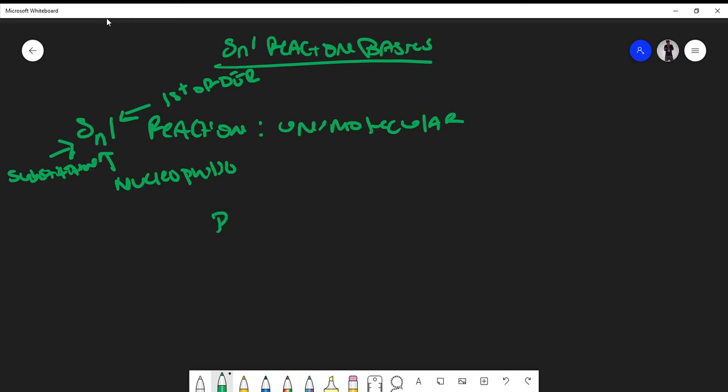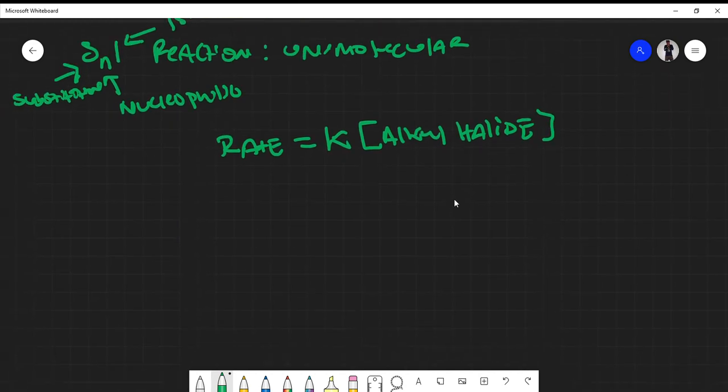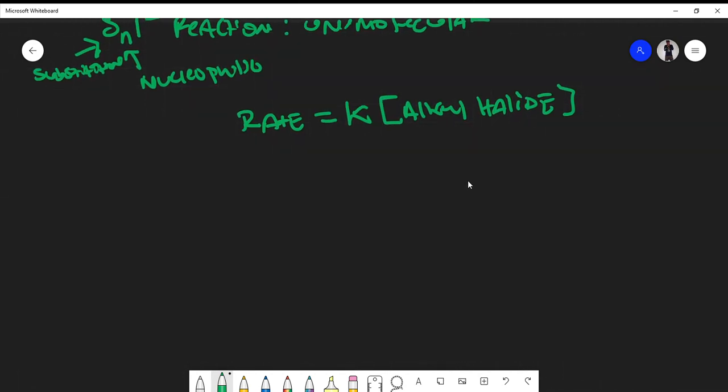So if it's unimolecular, what we're really saying with respect to the rate law is that the rate is equal to some constant k times only the concentration of the alkyl halide in this case. Now, what are the steps in an SN1 reaction? There's two steps. You have a slow step and a fast step.